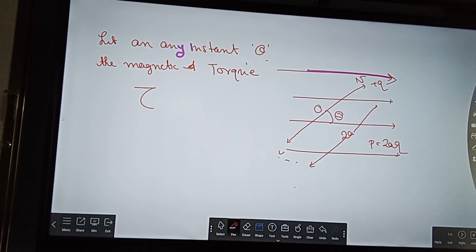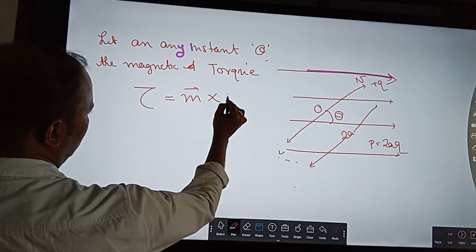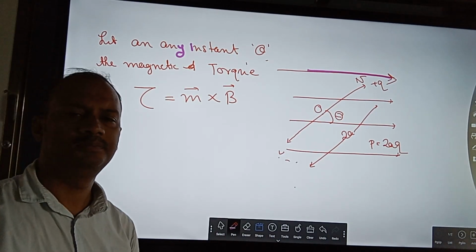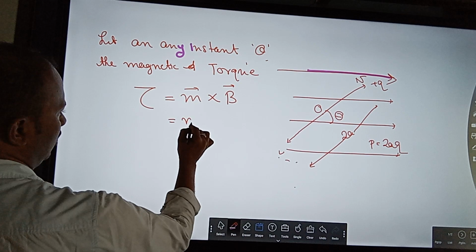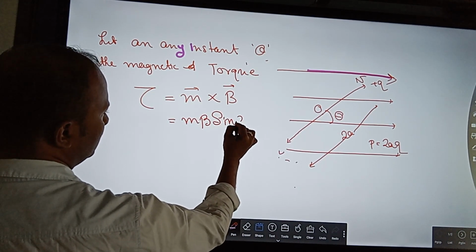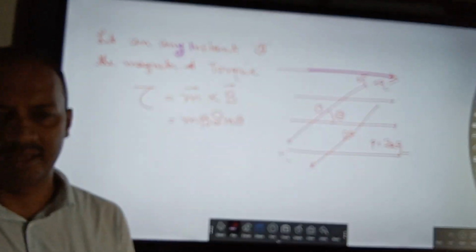So it is a vector quantity. So tau is equal to m vector cross B vector. If we remove this sign, then this will be mB sine of theta. mB sine of theta.